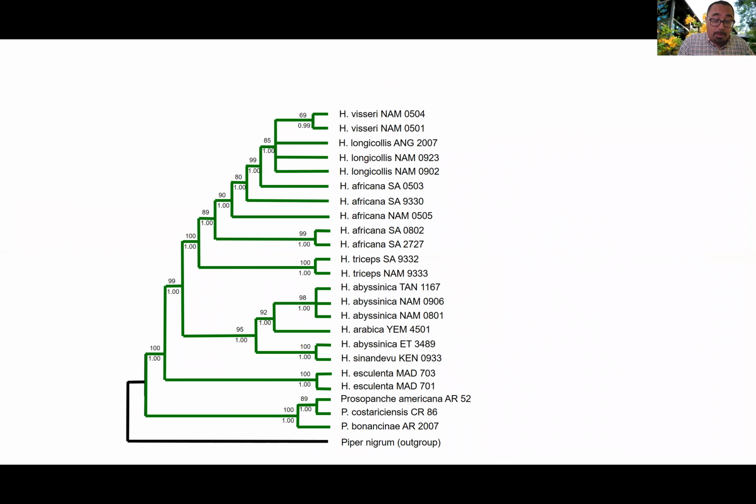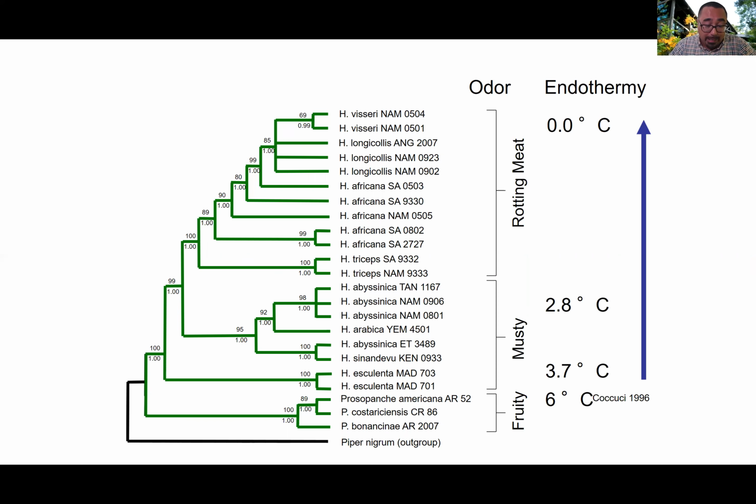When floral characters are mapped, other interesting trends emerge. From a fruity floral odor in Hydnora's sister genus, Prosopanche, to a musty gym bag odor in the Fabaceae and Commiphora parasitizing clade, to a rotting meat odor in the Euphorbia parasitizing clade. When endothermy data are overlaid on the phylogeny, there's a trend in a loss of endothermy from the early diverging lineages of Hydnoraceae to the crown taxa, though the data are admittedly scanty with only 4 data points.